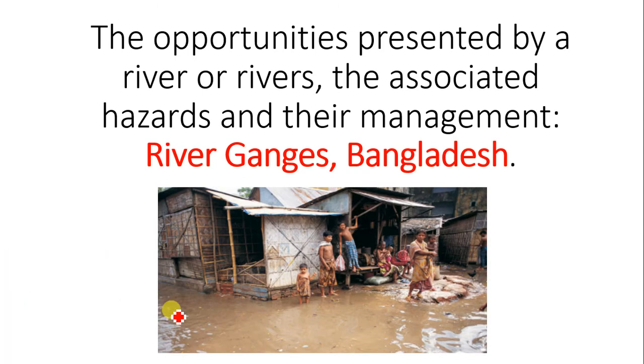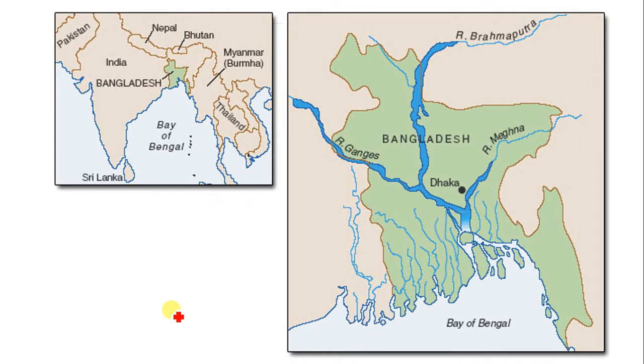We are going to be looking at the opportunities first presented by the river. So, looking at this map, you find out that under the location here, we have Bangladesh. I'm bringing it here to see how the drainage of Bangladesh is. Remember, a drainage basin is an area that is drained by a river and its tributaries. And there are three major rivers that drain this whole area called Bangladesh.